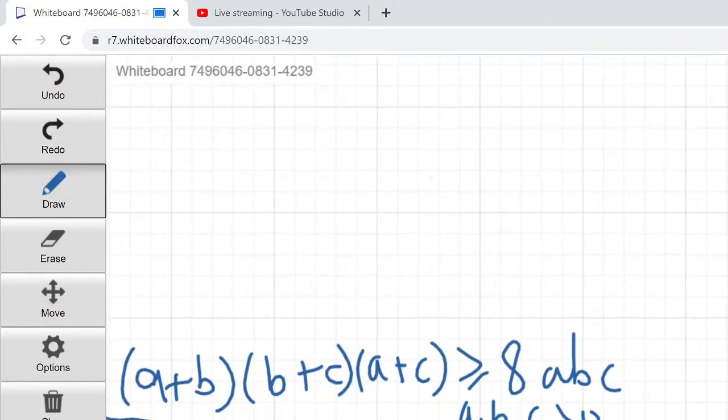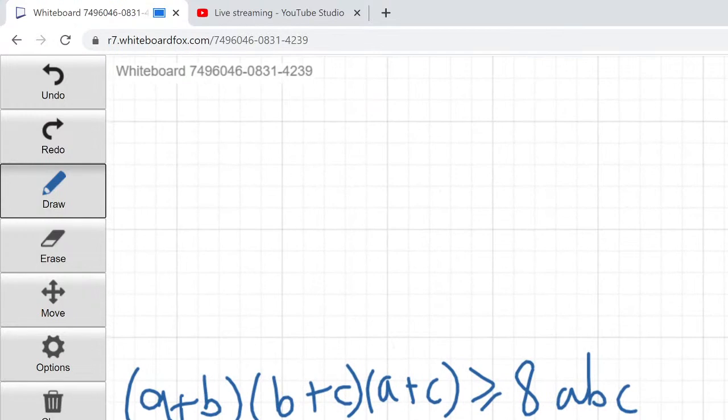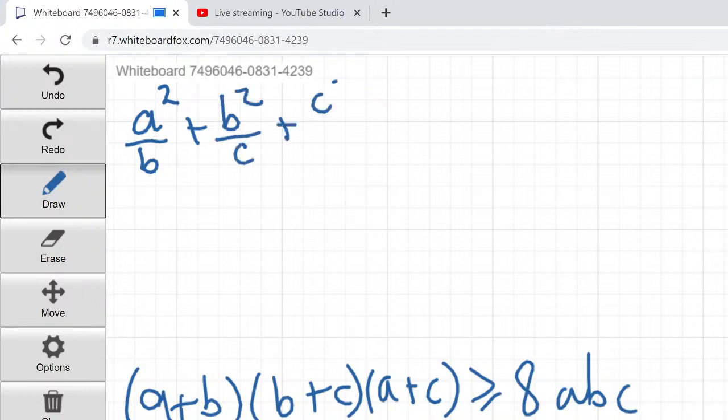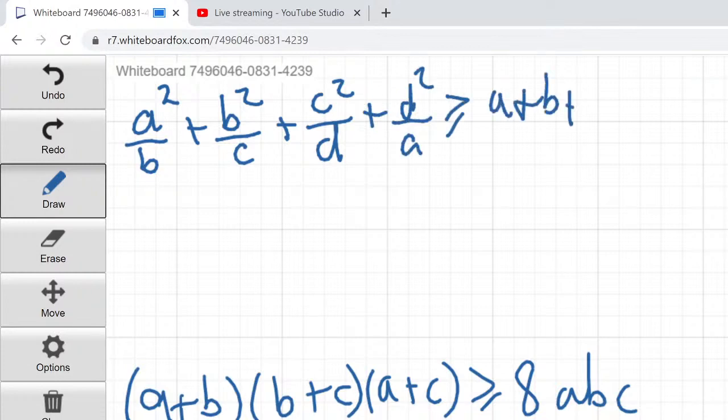Okay, but then something that we didn't quite do last time. Rearrangement inequality. So maybe I'll go for this one first. Show the rearrangement inequality. So there's these 2 questions we didn't quite get to do. So we've got a squared on b plus b squared on c plus c squared on d plus d squared on a, right? Is greater than or equal to a plus b plus c plus d. I'm not going to go through this one today, but I will go through this one. And then there's another one, which was a cubed.